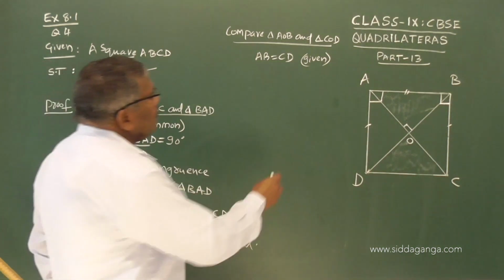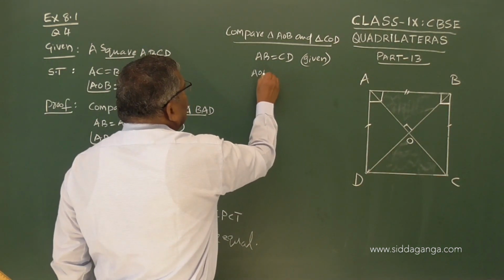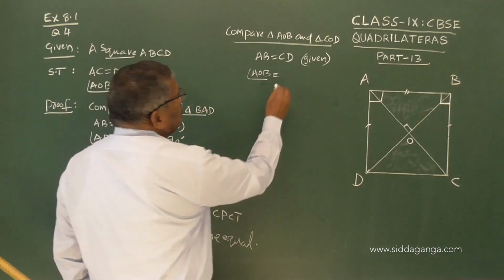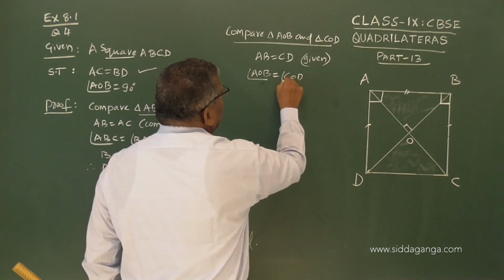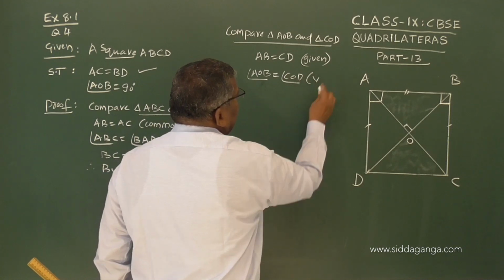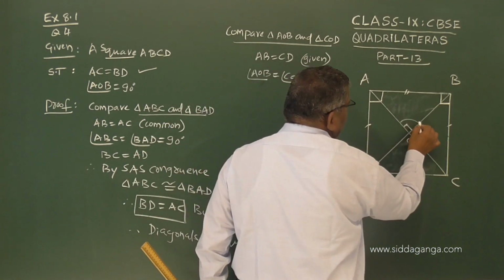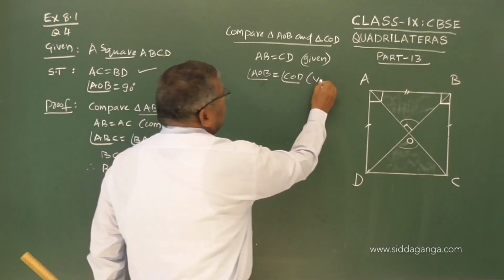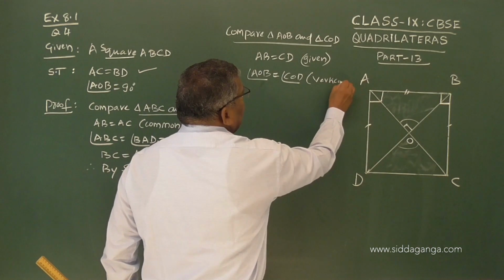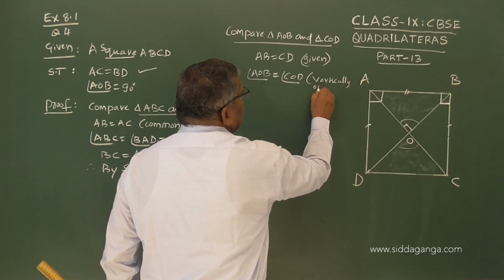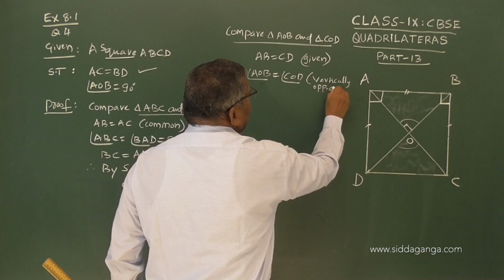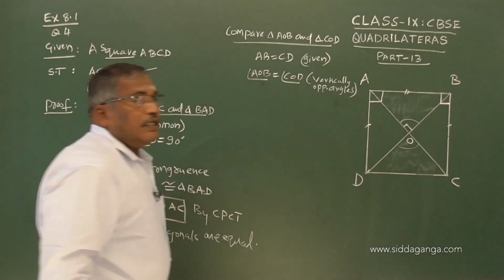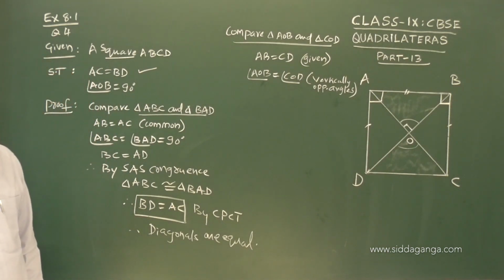Angle AOB will be equal to angle COD. See, they are vertically opposite, these two angles. Vertically opposite angles. So, therefore, they are equal.